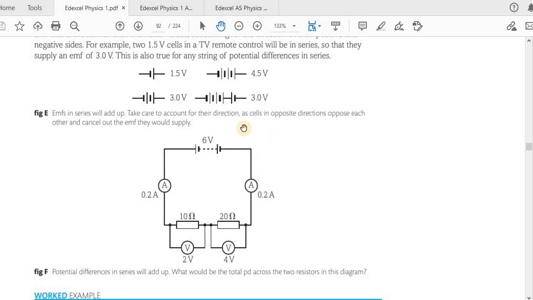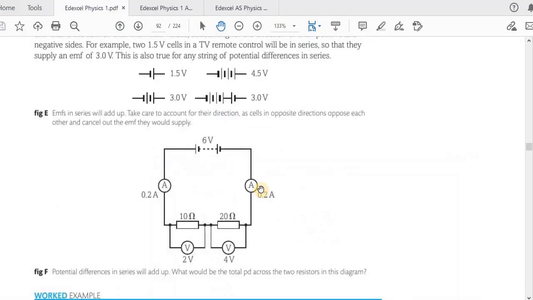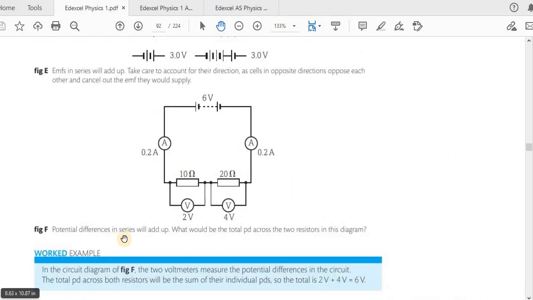So cells in opposite directions oppose each other and cancel out the EMFs they would supply. What that means is this: if the same terminals are facing each other, positive and positive, they cancel out. If positive and negative face each other, they add up. Potential differences in series will add up.